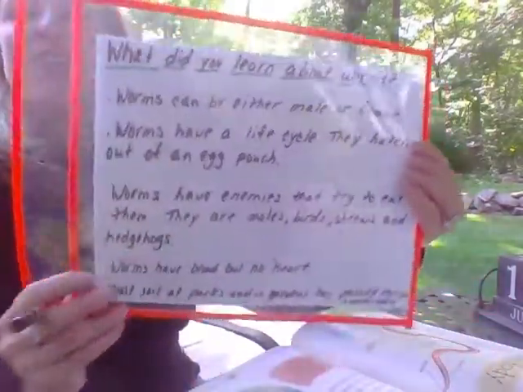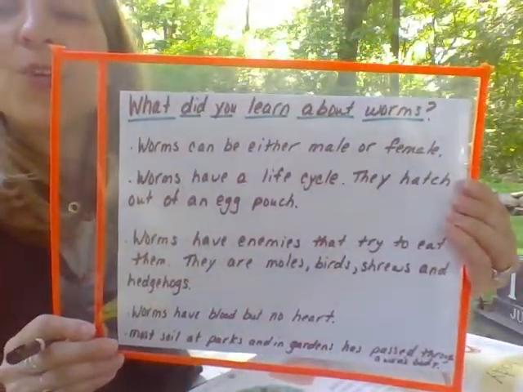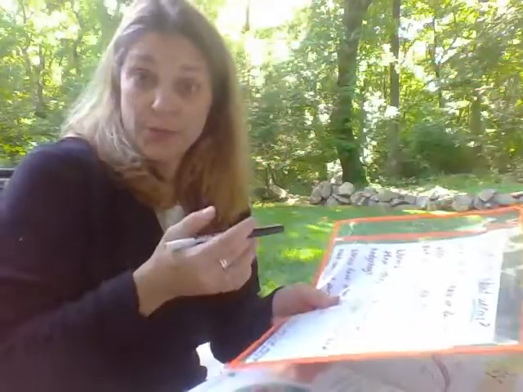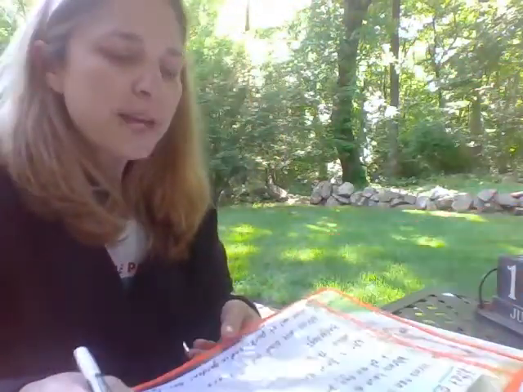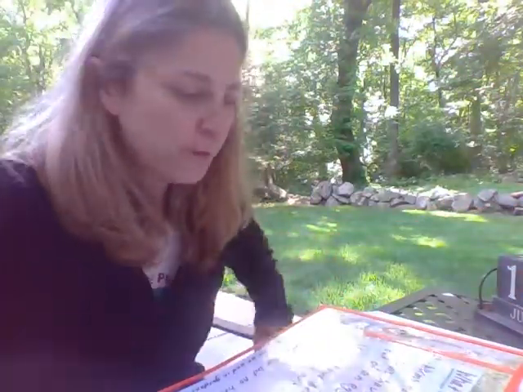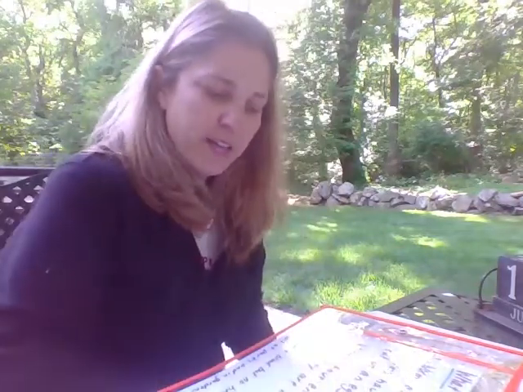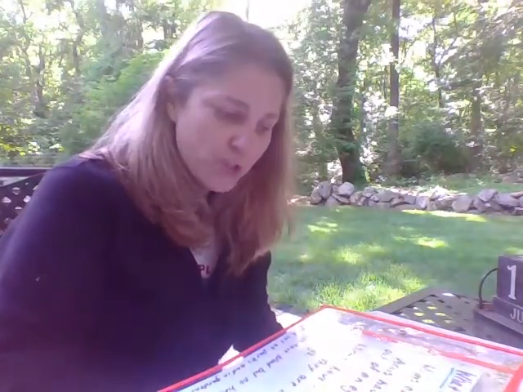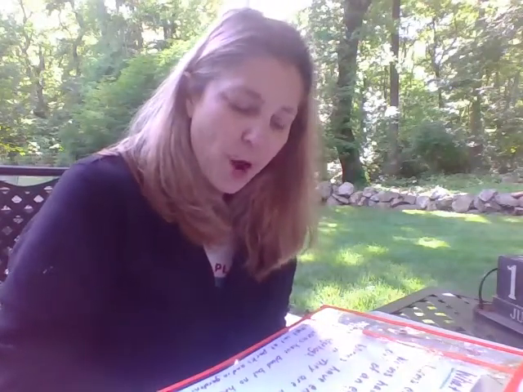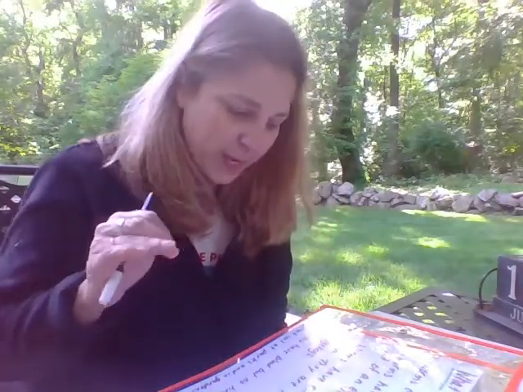Okay, so what did you learn about worms? This is what I learned about worms. Worms can be either male or female. Worms have a life cycle. They hatch out of an egg pouch. Worms have enemies that try to eat them. They are moles, birds, shrews, and hedgehogs. We learned that from our stories that we listened to this week.